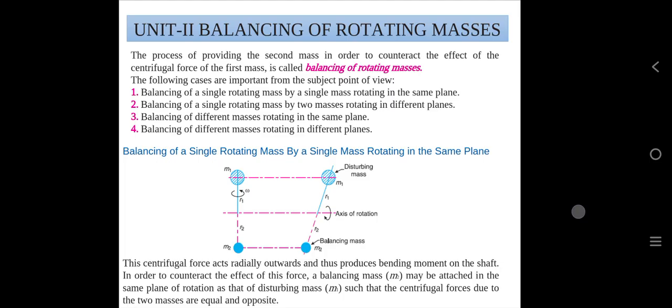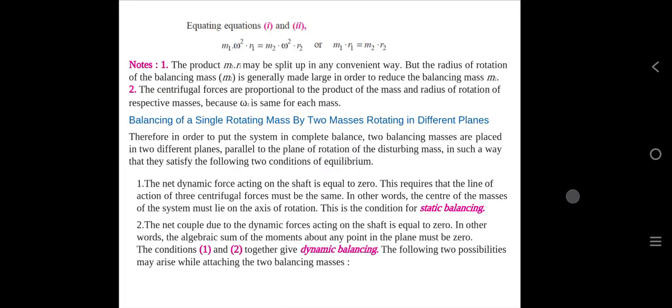So the first one, the balancing of a single rotating mass by a single mass rotating in the same plane. The mass is rotating in the opposite direction, so we have to place the same weight at the same radius. That is used for balancing a single mass rotating in the same plane. The equation is m1 into omega1 square into r1 equals m2 into omega2 square into r2. The two masses revolve at the same angular speed, so we equate omega1 square equals omega2 square. Finally the equation is m1 into r1 equals m2 into r2.